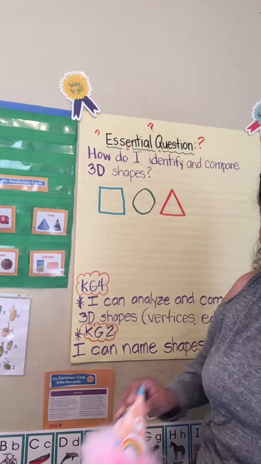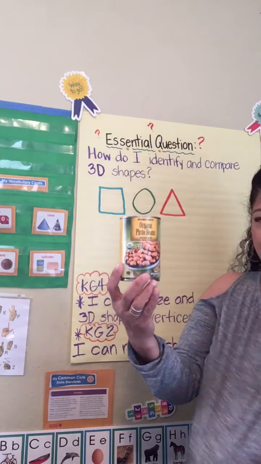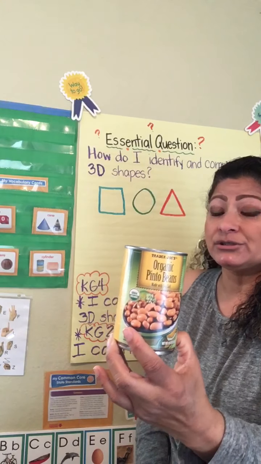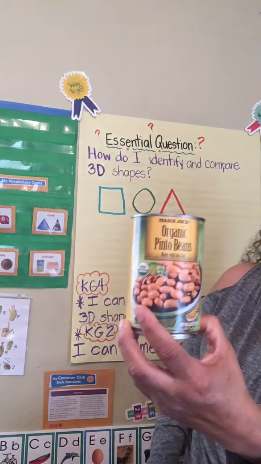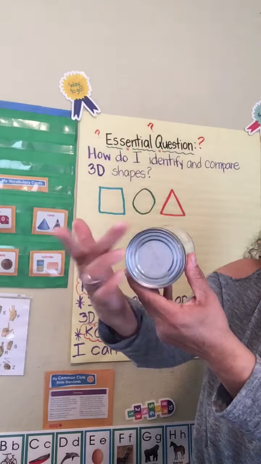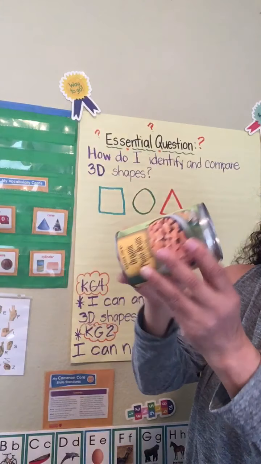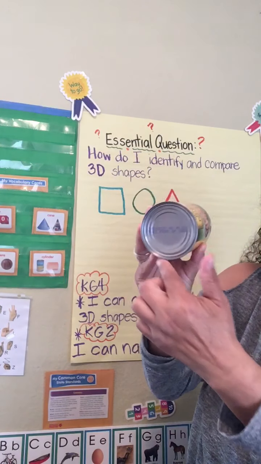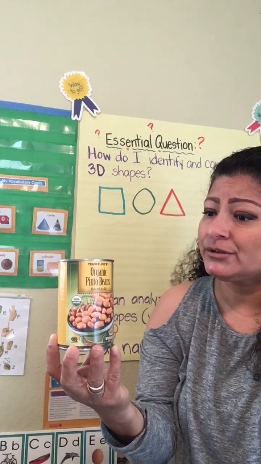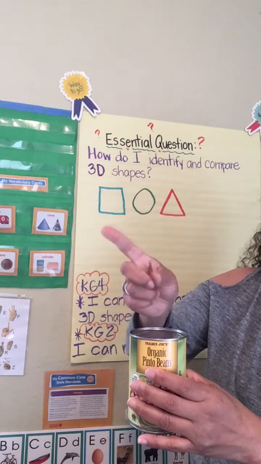Okay? The next shape I want to show you is, look, I'm using my can of beans. I love beans. Boys and girls, this is a cylinder. Can you say cylinder? This is a cylinder, boys and girls. And look, it has two circular faces. One, two. Do you see vertices on this cylinder? Uh-oh, I don't see any corners. Do you see vertices? No.